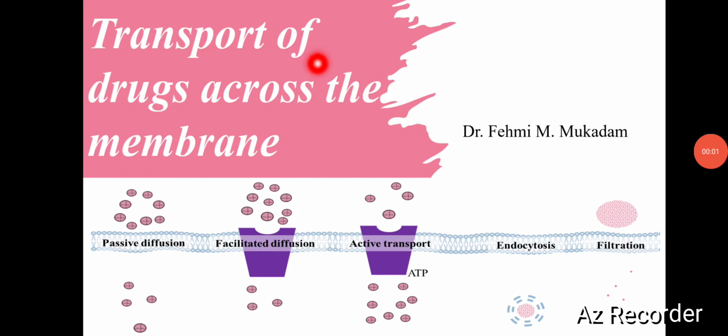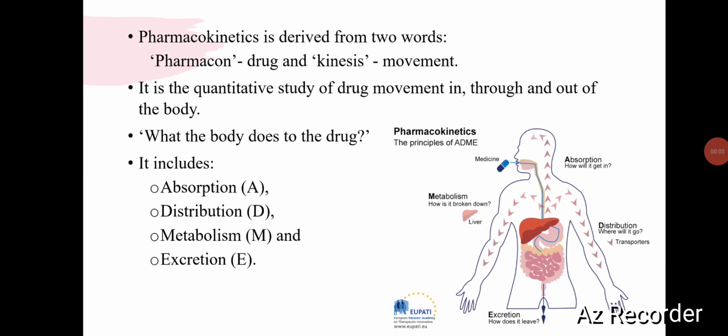Let's discuss transport of drugs across the cell membrane. Pharmacokinetics is derived from the two Greek words pharmakon, which means drug, and kinesis, which means movement. It is a quantitative study of movement of drug in, through and out of the body. It deals with what the body does with the drug, which includes absorption, distribution, metabolism and excretion of a drug.